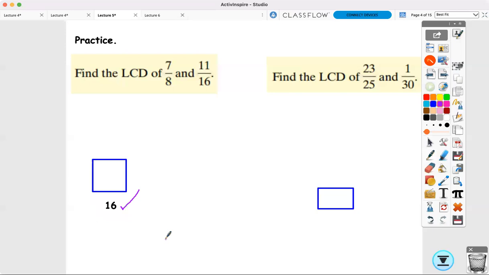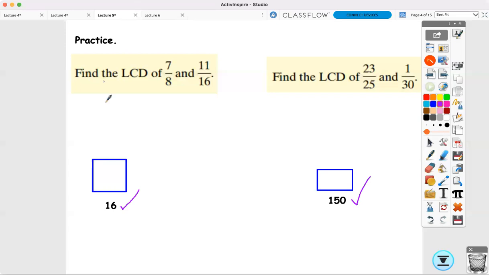All right. What'd y'all get for the LCD for the second pair of fractions? 150. 150. Has anyone got something different? If you got 150, guys, good job. Now, if you didn't get 150, would anyone need me to work these problems out before I move on, guys? Anyone? Can you work out the first one?